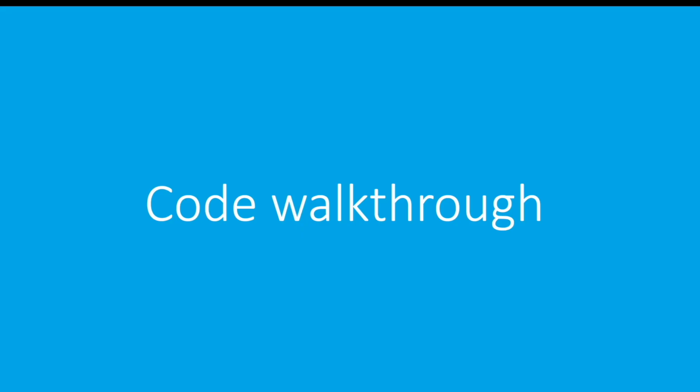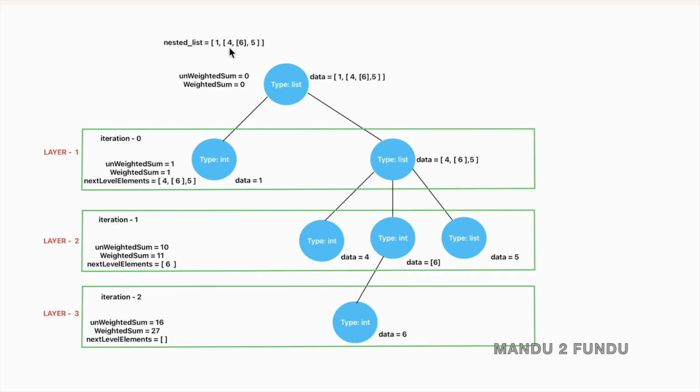Let's do the code walkthrough with sample input. Let's use this nested list for our code walkthrough, and it basically has two elements. One is an integer and the other one is a sublist, and then within that there is one list and two integers.